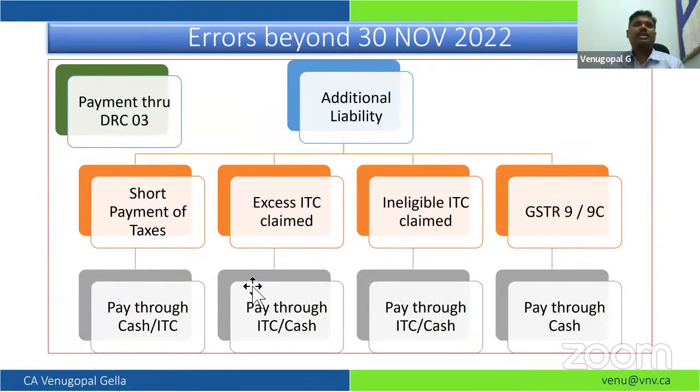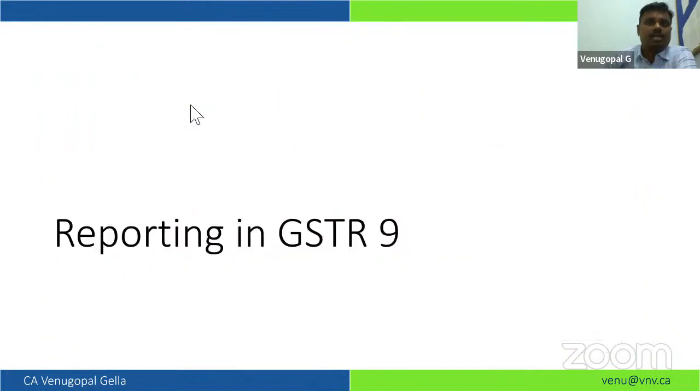These adjustments can be done till 30th November. The errors have to be corrected; these corrections can be done till 30th November. What happens if I cross 30th November? Then the difference has to be paid through a challan called DRC03. I have to pay it through a challan called DRC03.